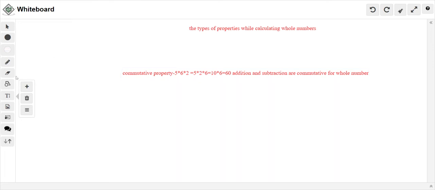Okay. Time for the next property. The next property is the associative property, which means we can regroup the numbers to make multiplication and addition calculations easier.